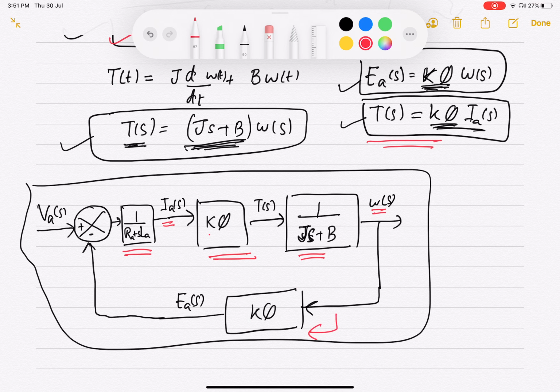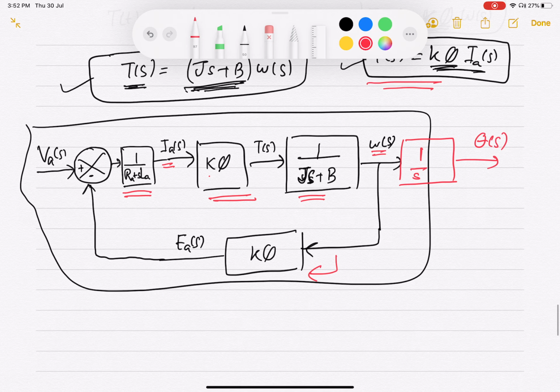and the angular velocity basically creates the back EMF for the motor. And if you want to further integrate the angular velocity, what you can do is you can multiply it with 1 by s and get theta s, right?